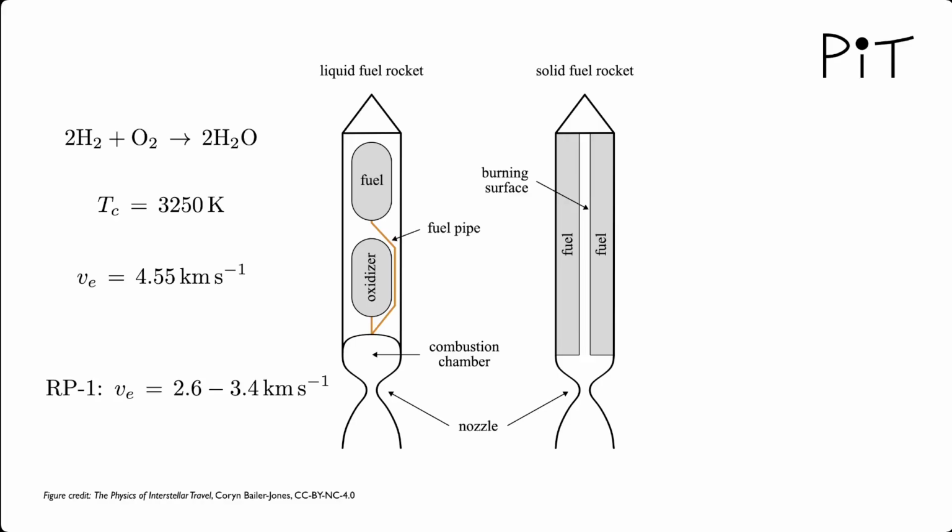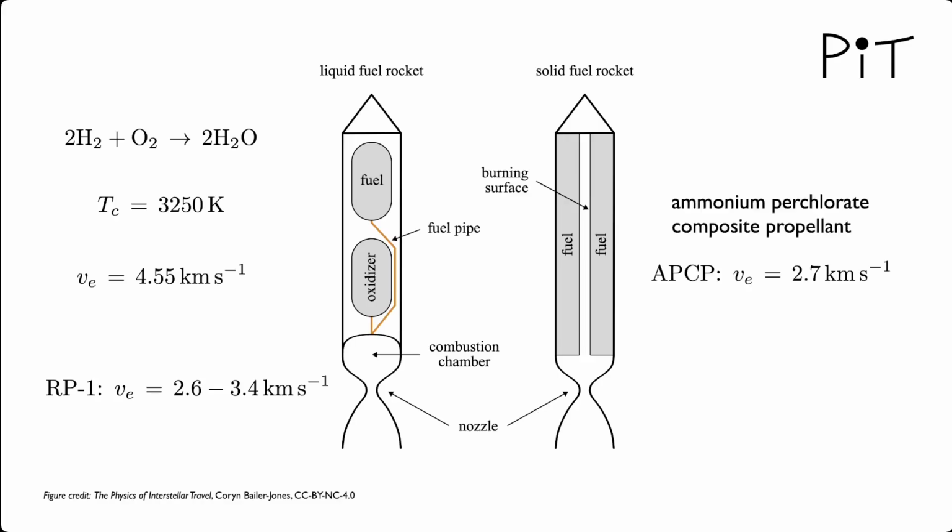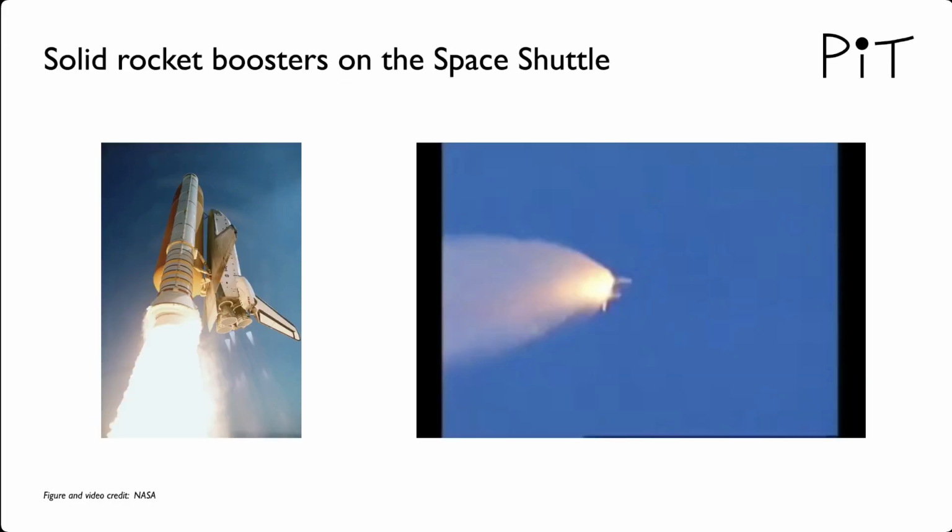An example solid fuel goes by the name of ammonium perchlorate composite propellant, APCP, which can deliver an exhaust velocity of around 2.7 kilometers per second. Although it has less energy per unit mass than liquid hydrogen or RP1, it has more energy per unit volume, so its rockets can be relatively compact. Solid rocket fuels are often used in strap-on boosters, as we are familiar with the Ariane rockets or the old NASA space shuttle. Here we see the solid rocket boosters being ejected from the space shuttle Discovery.